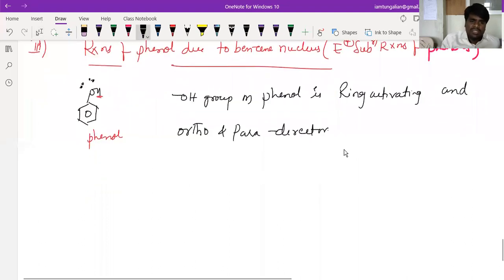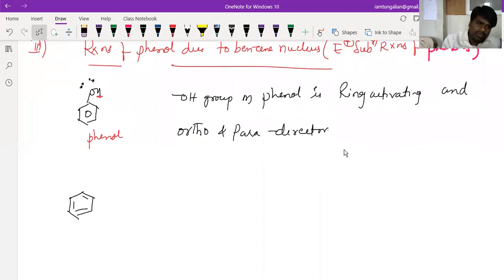If I write the resonating structures of phenol, see what happens due to the presence of two lone pairs of electrons. This is one, this is another. These are in conjugation with the benzene ring. So this is what you call the plus M effect. It is a plus M group.